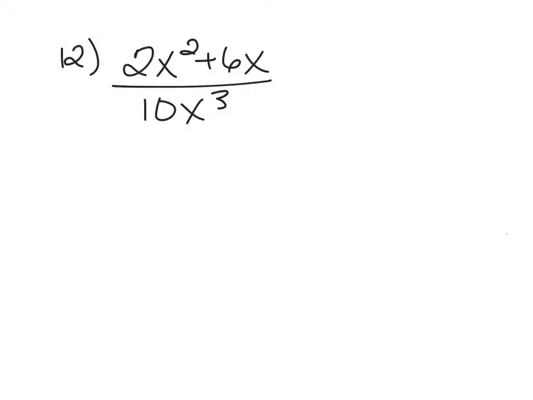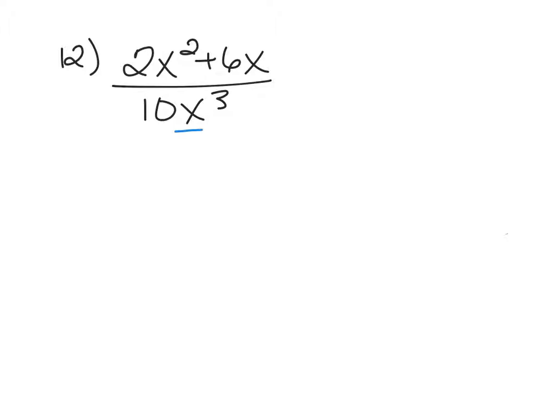Numbers 12, 13, and 14 you had to simplify and then also state any excluded values. Remember that an excluded value would be the value of x that would make that whole denominator 0. And we have to state that because if you have a fraction, the denominator can never, ever be 0.